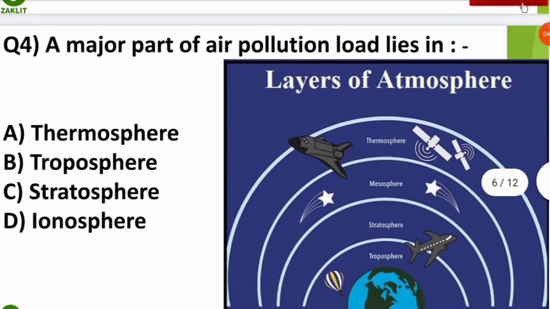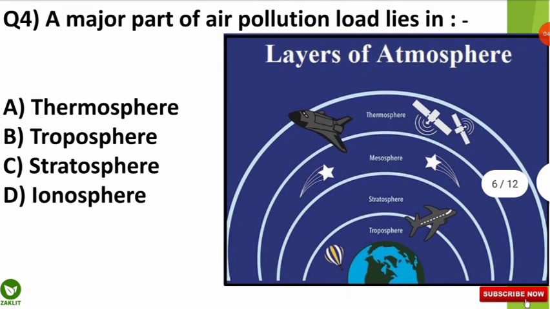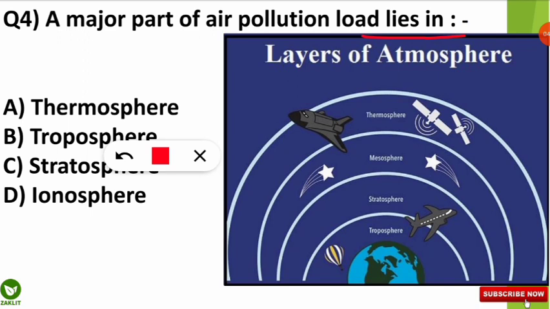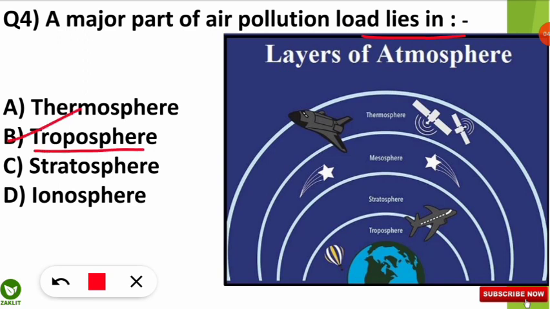The fourth question was very simple yet very conceptual. The question was, a major part of the air pollution load lies in which of the atmospheric layers? Here the correct option even a school student can give is option number B, troposphere. Troposphere is the closest layer of the atmosphere, that's why most of the air pollutants released from the earth are concentrated here. The uppermost layer is the exosphere, followed by thermosphere, mesosphere, and stratosphere. So these layers of atmosphere are also important. Let's move to the next question.